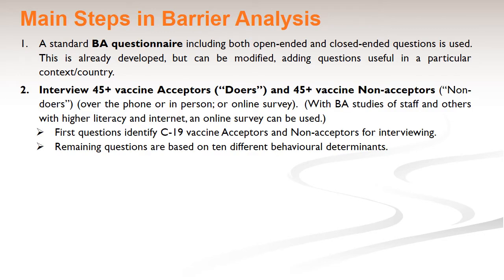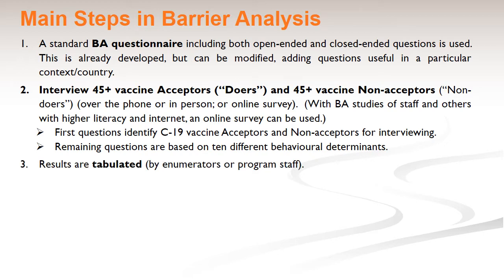You then interview 45 vaccine acceptors, or doers, and 45 vaccine non-acceptors, or non-doers, either over the phone or in person. And with barrier analysis studies of staff and others with higher literacy, respondents can receive a link to fill out an online survey. The first questions identify COVID-19 vaccine acceptors and non-acceptors for interviewing. The remaining questions are based on 10 different behavioral determinants.